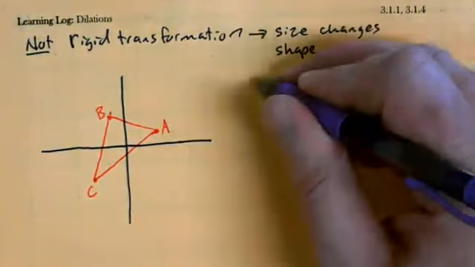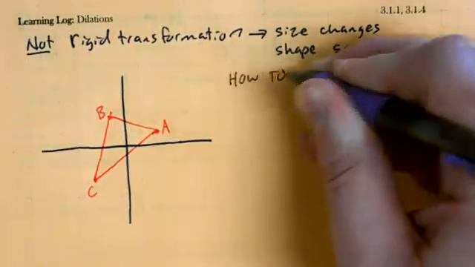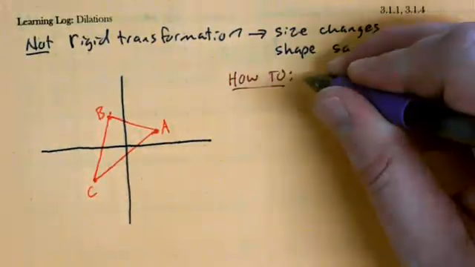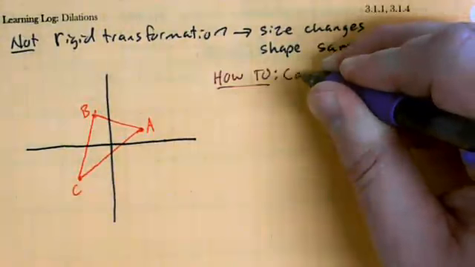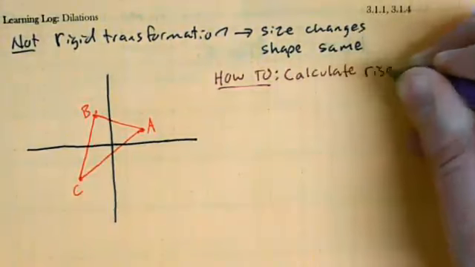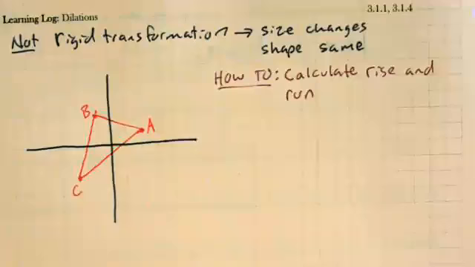So when we do it, I'm going to write "how to," because that would draw my eye if I were taking a test and thinking, oh, I can't remember how to do this. I look at my notes and see "how to," and I'm saved. I really like that. I'm going to try and remember exactly what you said, but I might need some help. Calculate rise and run.